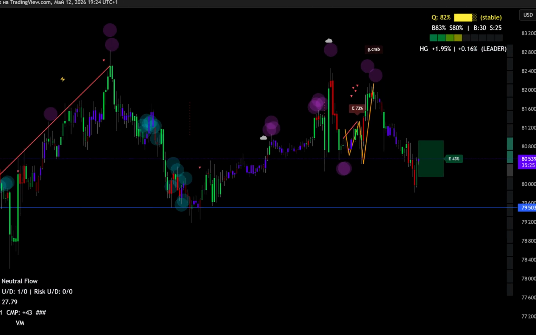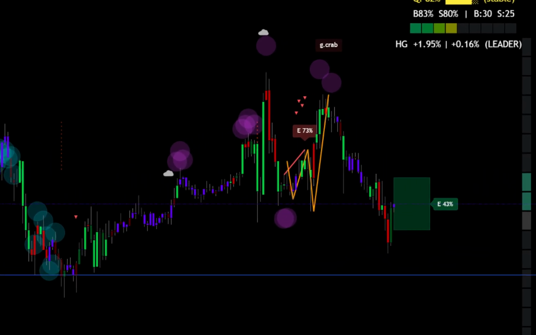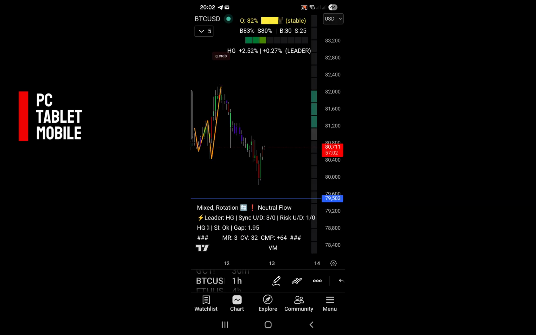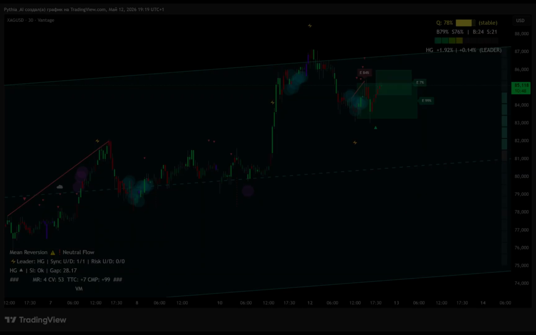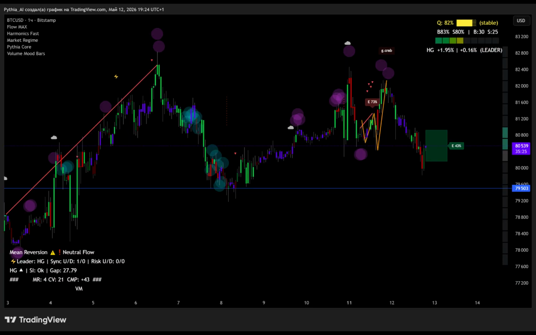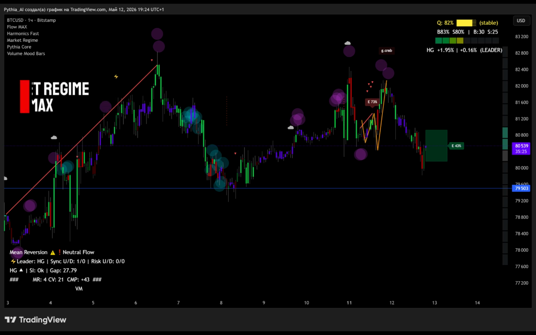The system is designed to remain readable without cluttering the chart, both on PC and on mobile devices, and can also be switched into minimalist mode if needed. Pythia includes a built-in self-diagnostic indicator that shows how many system scenarios were confirmed on the selected instrument. The system consists of 5 indicators. 3 analyze the selected instrument directly, while 2 monitor intermarket relationships.